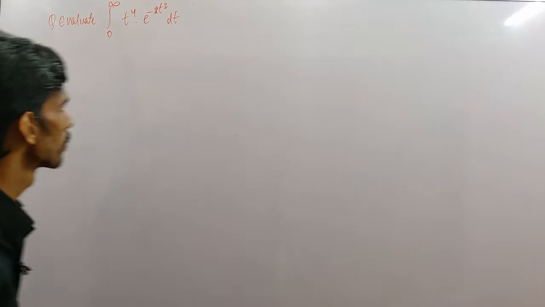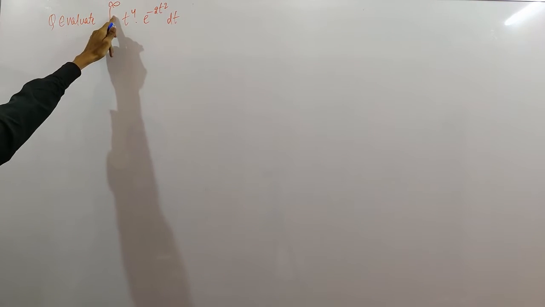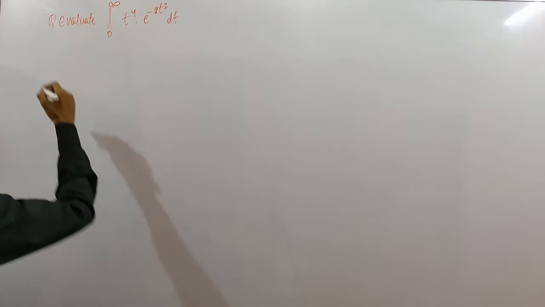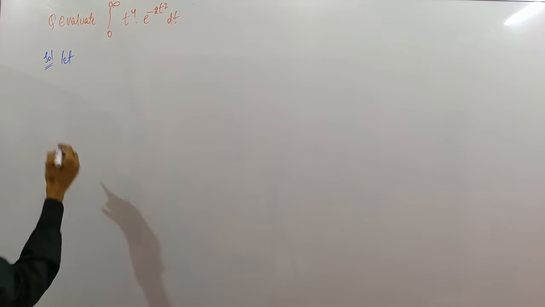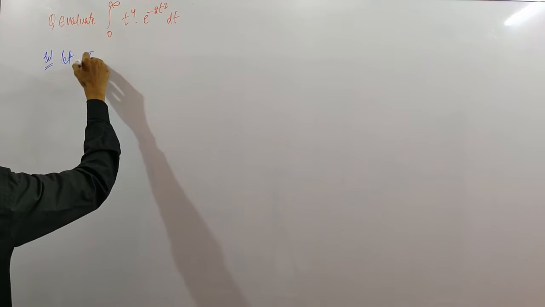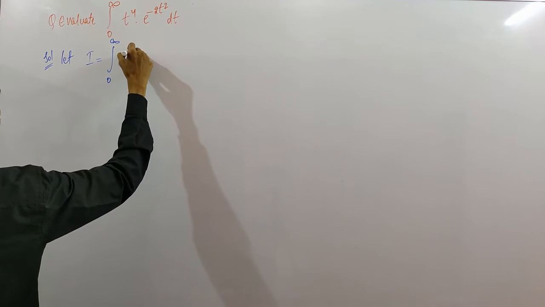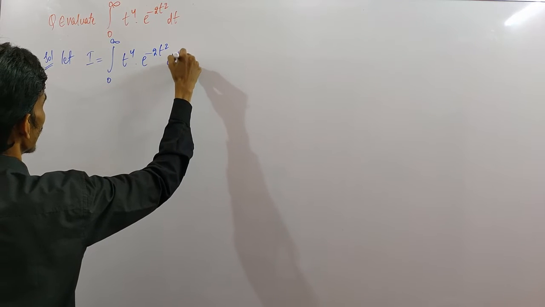Let us see here. Evaluate the integral from 0 to infinity of t to the power 4 times e to the power of minus 2t square dt. Let this integral be I, equal to the integral from 0 to infinity of t power 4 into e power of minus 2t square dt.